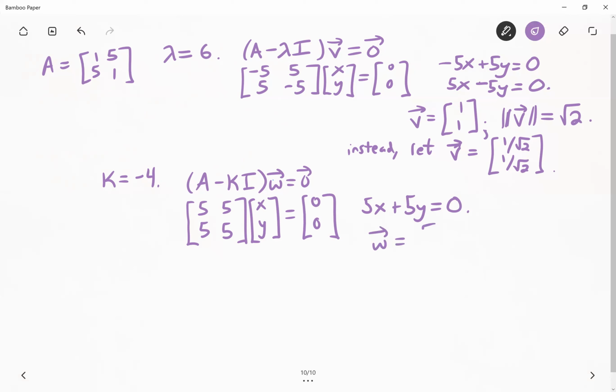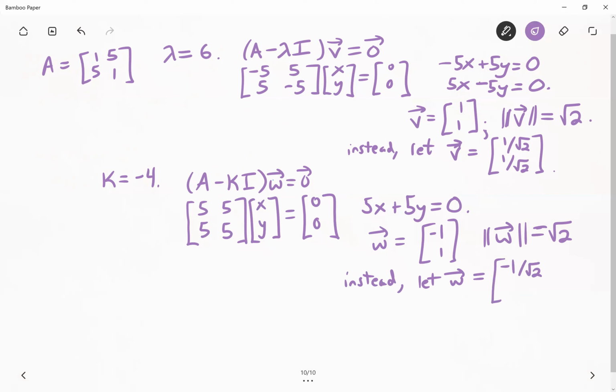Right, I could pick negative 1 and 1. But again, I'd prefer to choose a multiple of this vector that is a unit vector. The length of the vector w is square root of 2. So instead, let's normalize this vector. We'll let w equal, divide each component by the length. All right, so we have our vectors v and w. We can now diagonalize.